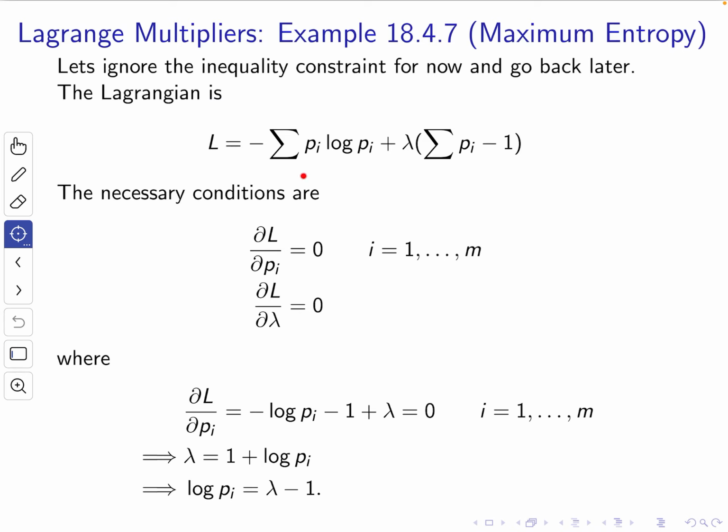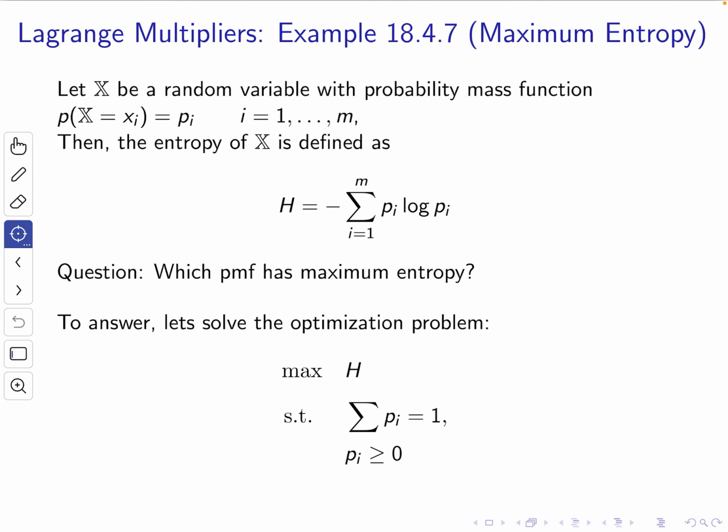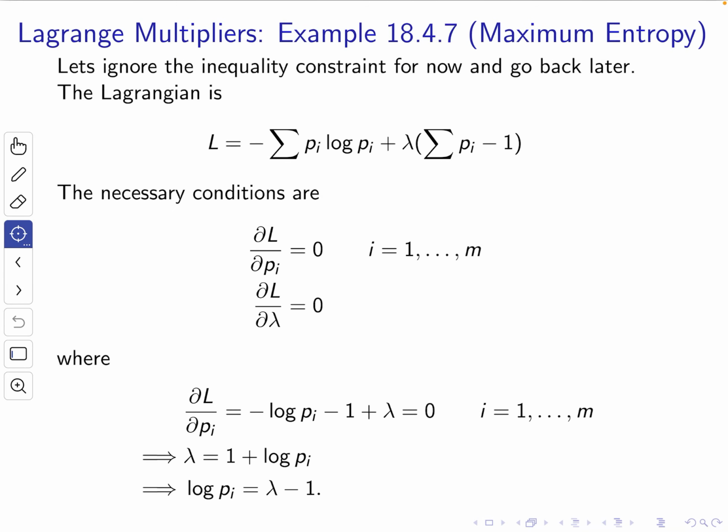We have F, which is the entropy. Notice that this entropy is a minus sum of pi log pi. So we have the entropy plus our Lagrange multiplier times our constraint: the sum of these things has to equal 1, so the sum minus 1 equals 0. Now my necessary conditions are that I take the partial of L with respect to each of these pi's, P1, P2 up to Pm, and that has to be equal to 0. And the partial with respect to lambda has to be equal to 0.